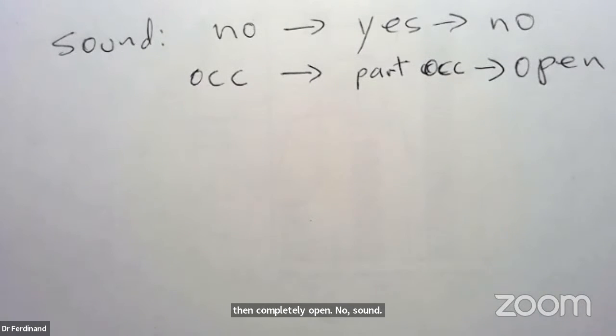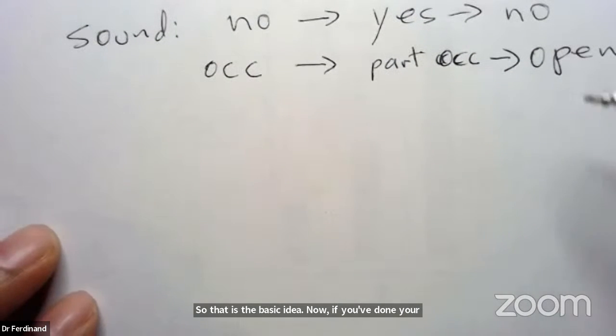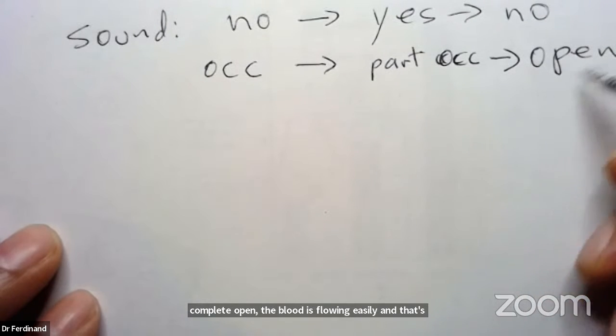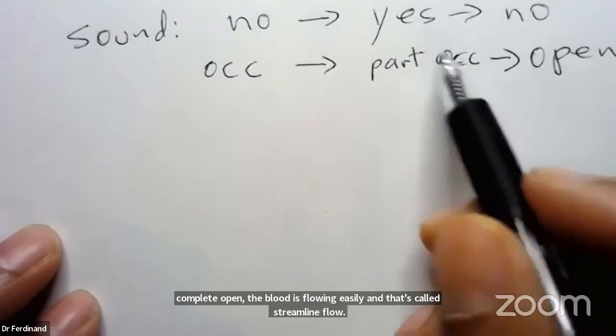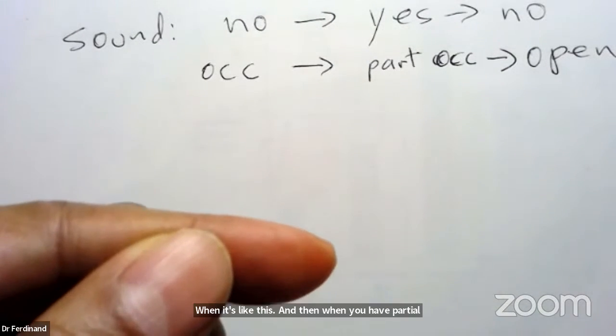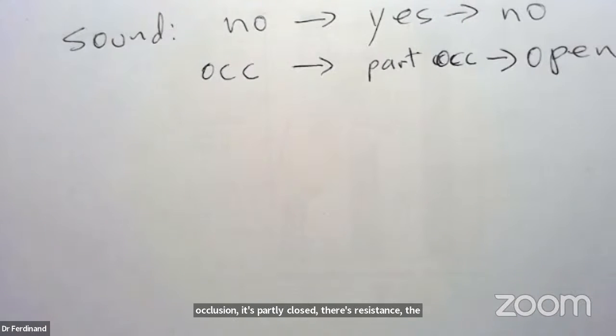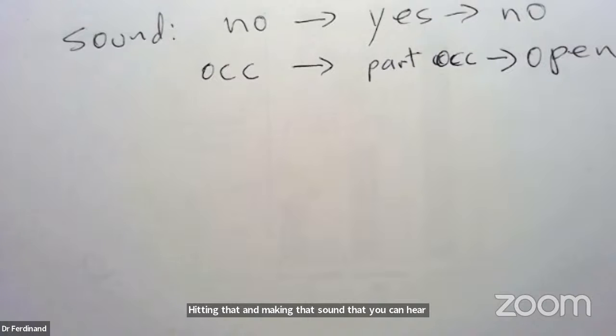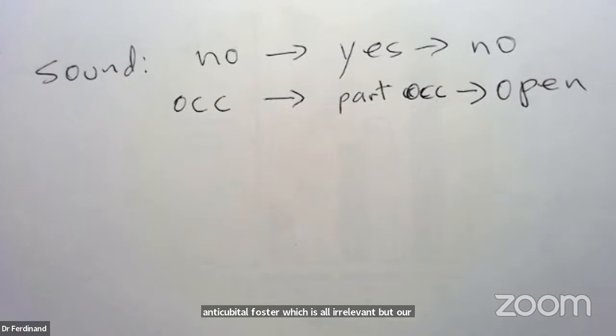Now, if you've done your physics, you might realize that when you have a complete open, the blood is flowing easily, and that's called streamline flow. And then when you have partial occlusion, it's partly closed, there's resistance, the blood is hitting that and making that sound that you can hear with the stethoscope. Nurses know you're occluding the brachial artery and you're listening to it in the antecubital fossa, which is all irrelevant, but are words that you might see on the exam. But you can just regard that as blah, blah, blah.